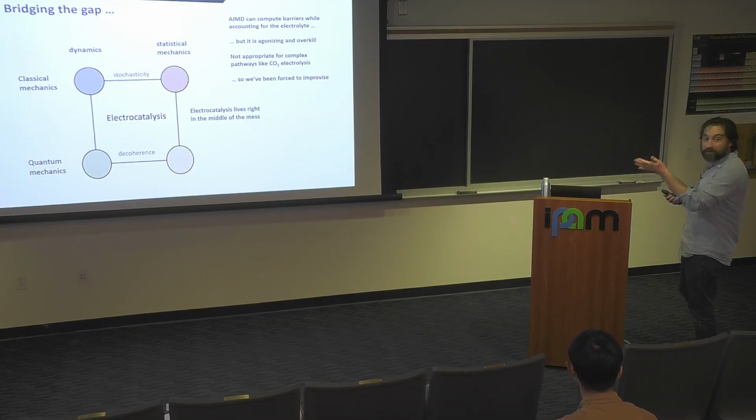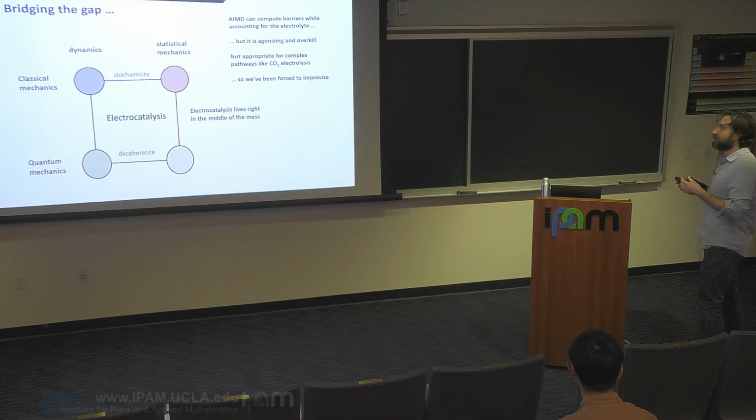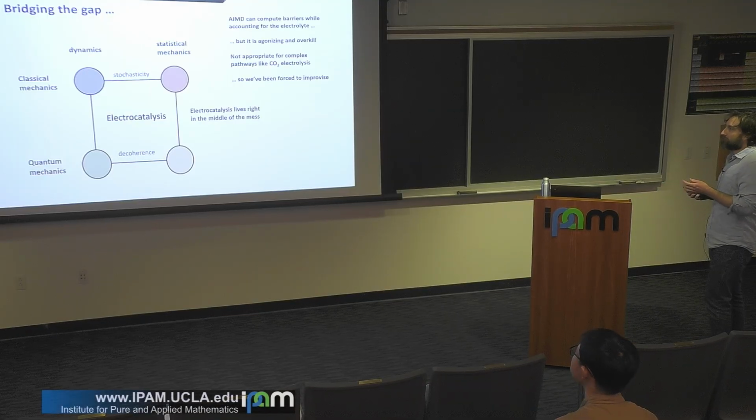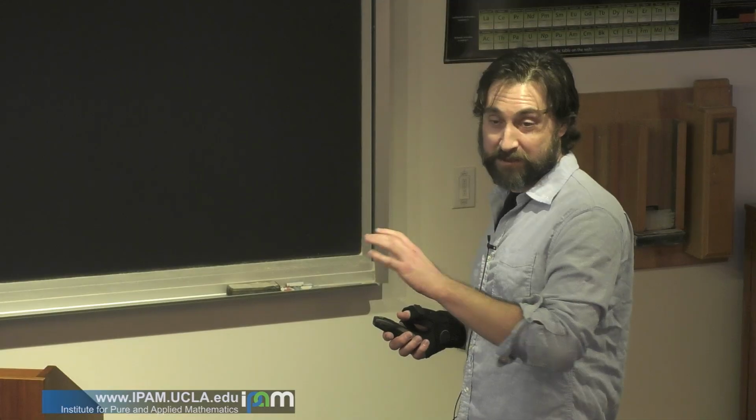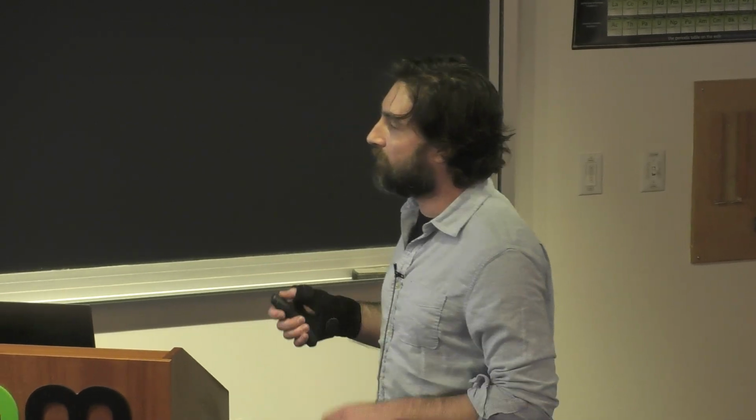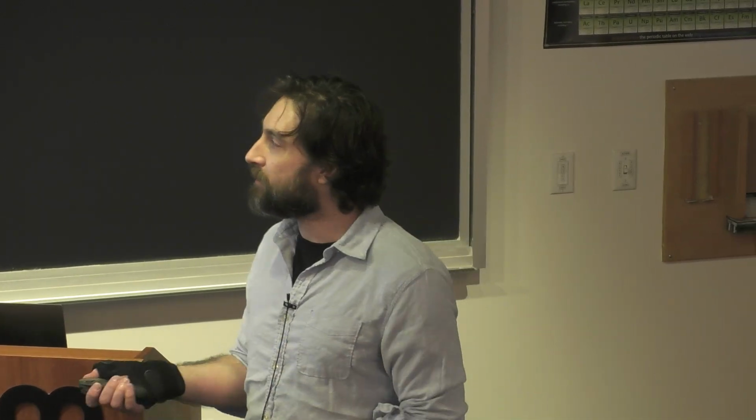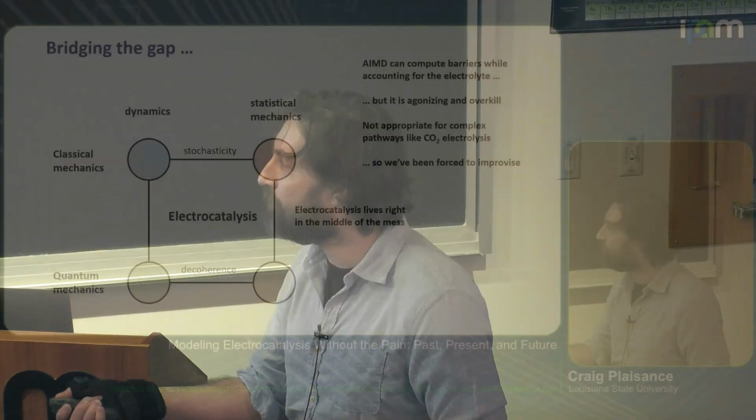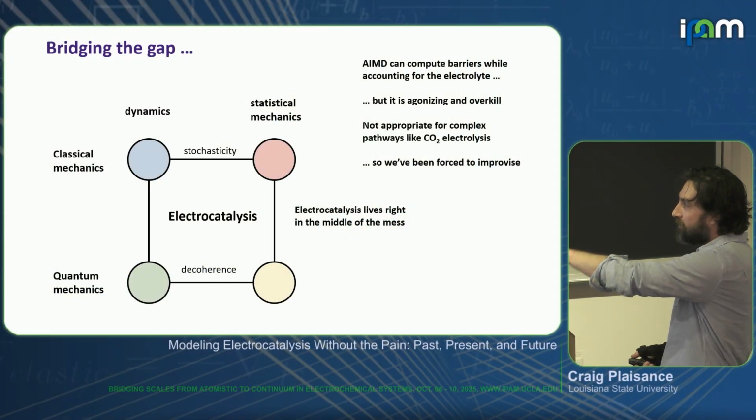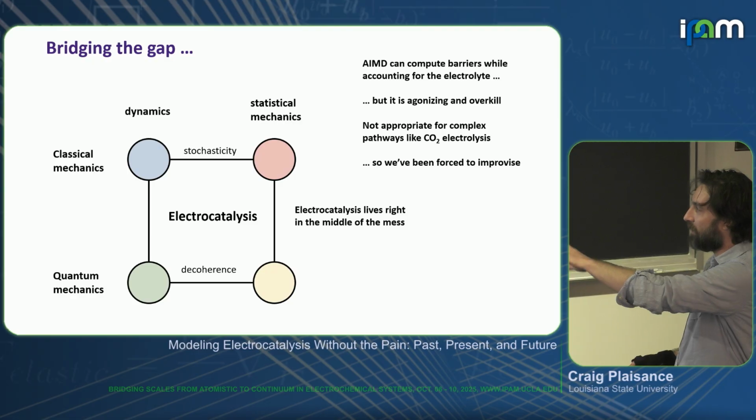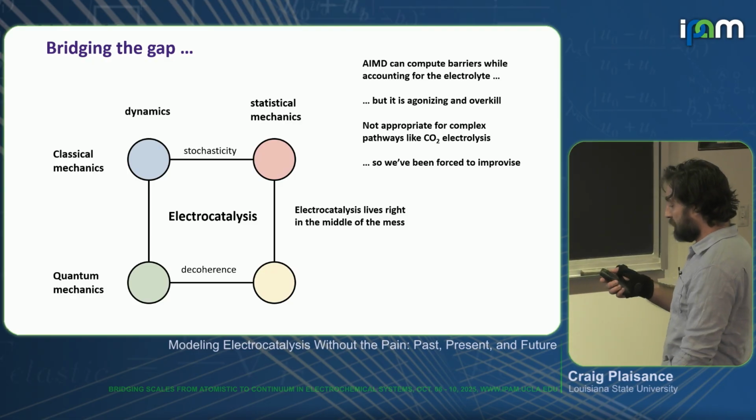So yeah, you can use AIMD for this, but it's not really appropriate for complex reaction pathways like CO2 electrolysis, where, as I'm going to show you in some of our results, you have something like 50 barriers you have to compute. That's just not going to cut it. And really, the whole difficulty is that electrocatalysis lives right in the middle of all of this. So we have to deal with all four of these aspects right here. It's right in the middle of this mess.